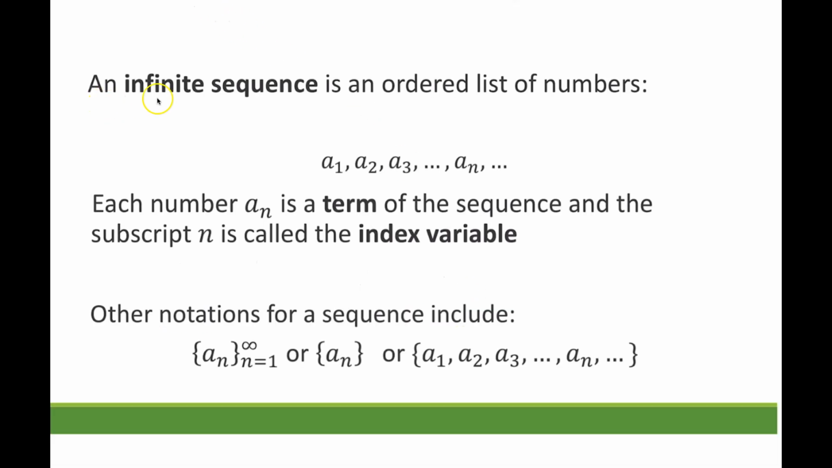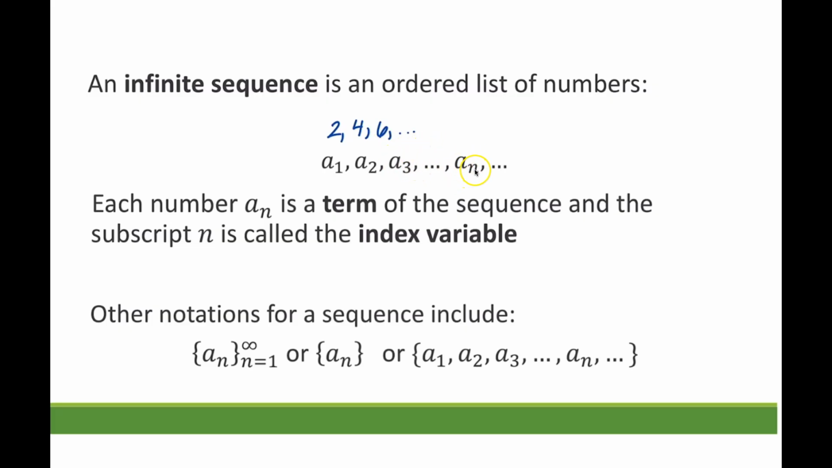Sequences. An infinite sequence is an ordered list of numbers, and we separate the numbers by commas. So for example, we could have the sequence 2, 4, 6, and so on. Each number, a with a subscript of n, is a term of the sequence, and the subscript n is called the index variable. So here, the first term is 2, so we'd call that a sub 1. We don't say subscript, we just say a sub 1, then 4 is a sub 2, and 6 is a sub 3, and so on.